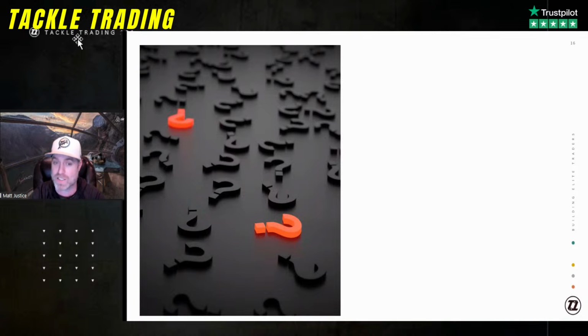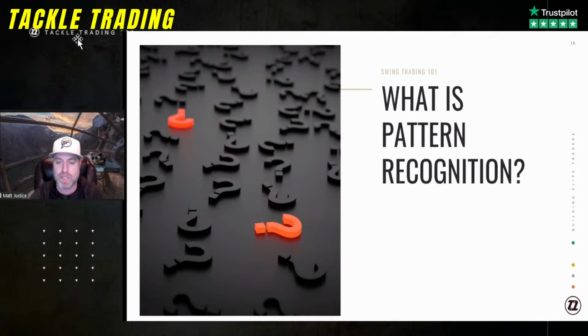We apply our analysis. Now, pattern recognition happens within a trend. It happens within a trend. It happens at the end of a trend, and it happens at the beginning of a trend.